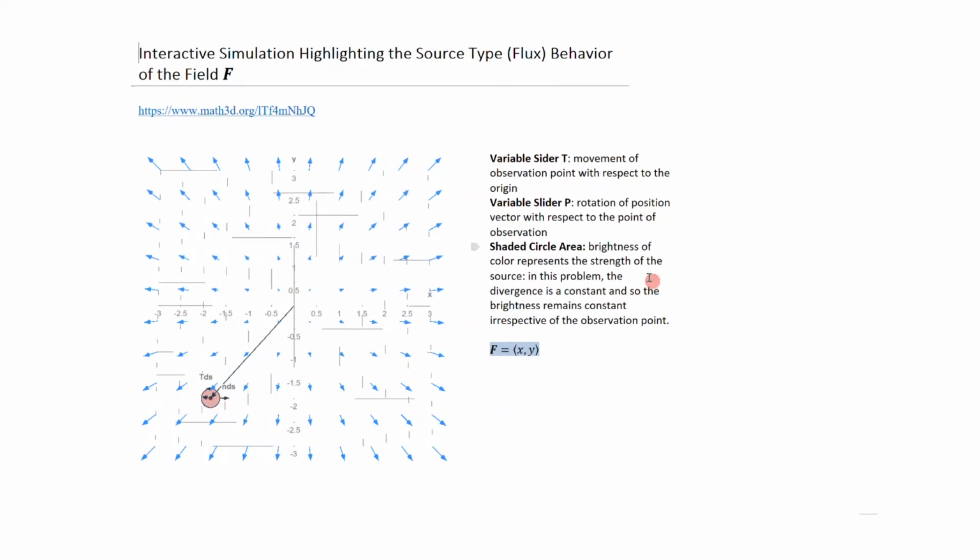In this particular case, the divergence is a constant, and so the brightness would remain constant irrespective of the observation point. So if I were to move this pink unit to any other location up here, I would notice that the color doesn't change. On the other hand, if we're dealing with a different vector field, then in principle the color would change depending on location, which tells you that divergence is a function of position. If you want to look at this simulation, you can just click on the link that you see here.